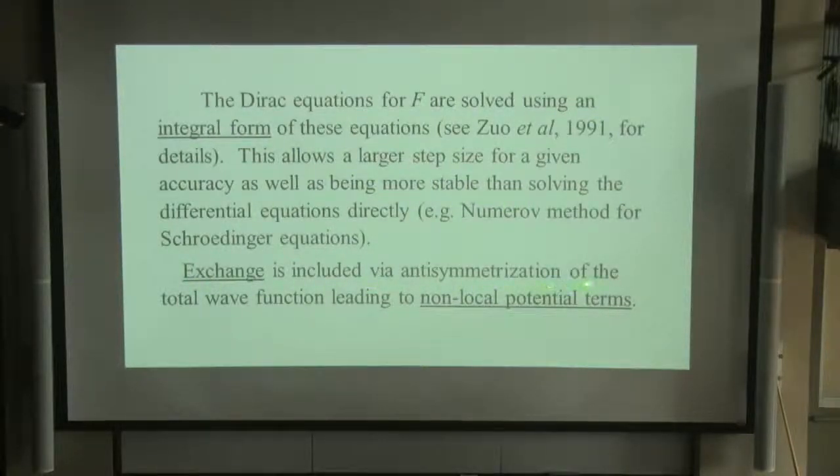Exchange, as I say, is included by anti-symmetrization of the total wave function. So again, in the T matrix, we have non-local potential terms coming in. For the three waves, we have the non-local potential terms coming in.